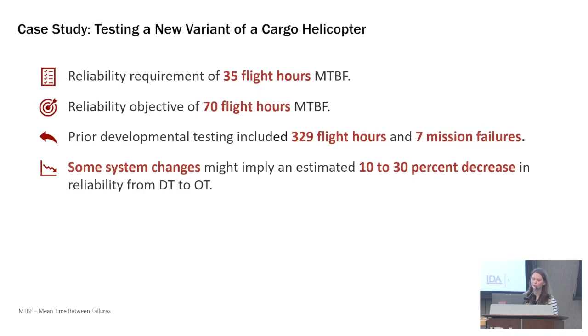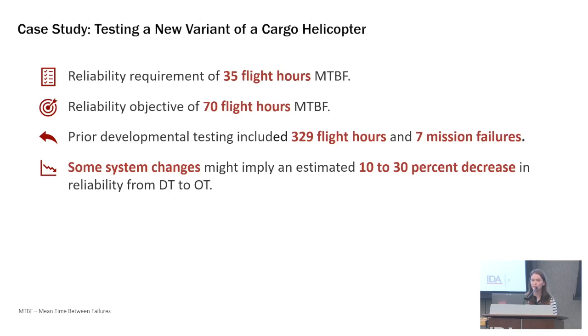Some pieces of information that we want to extract about this system is the reliability requirement, which can be found in the system documentation, and that's a mean time between failure of 35 flight hours. We're also going to need the reliability objective, which here is a mean time between failure of 70 flight hours. And because we're using a Bayesian approach, we also need prior information about the system to hopefully get those benefits of reducing the required amount of testing. That's going to include 329 flight hours and 7 observed mission failures from developmental testing.